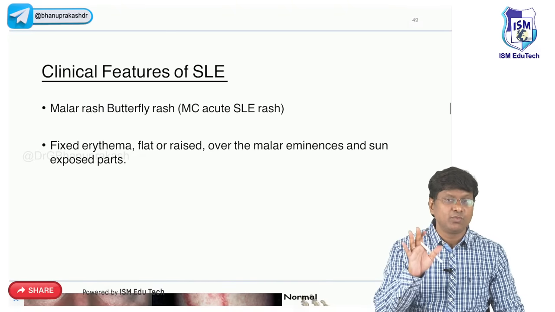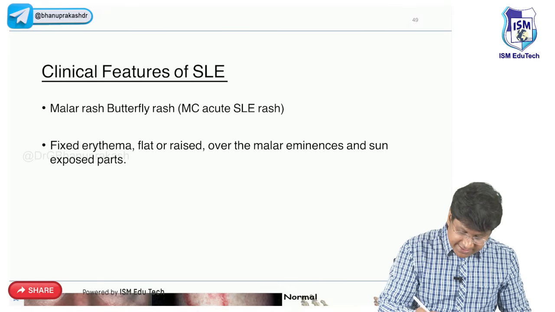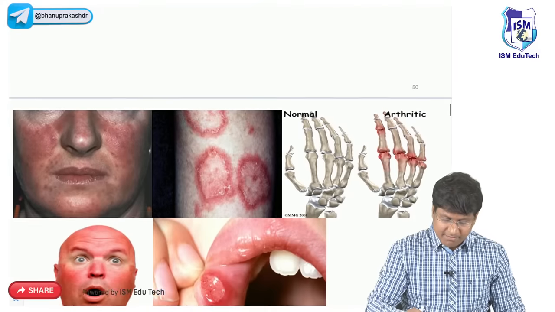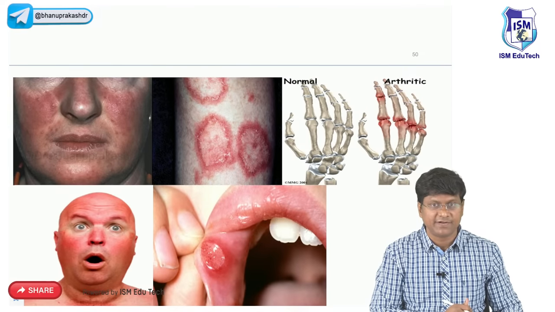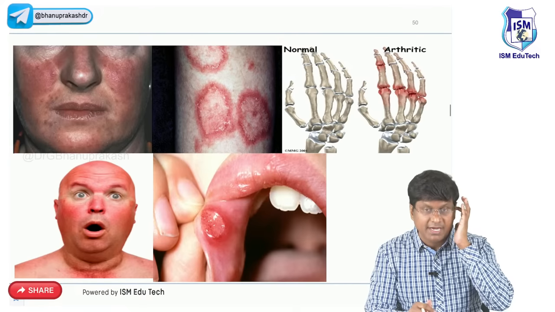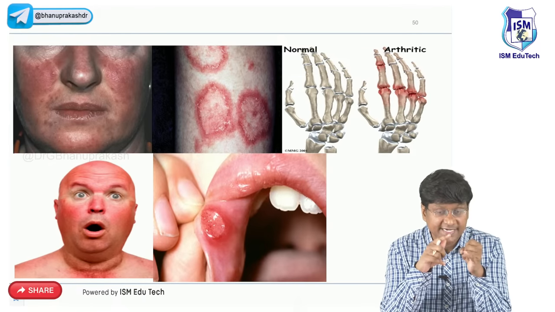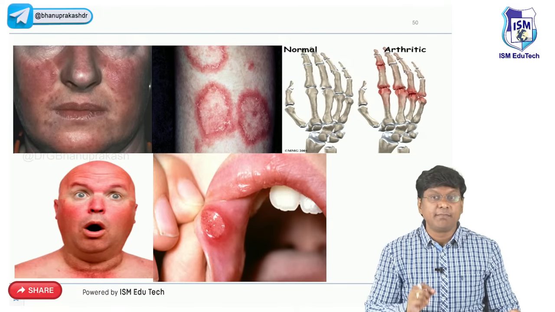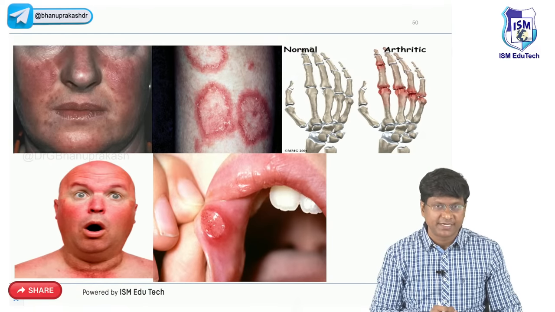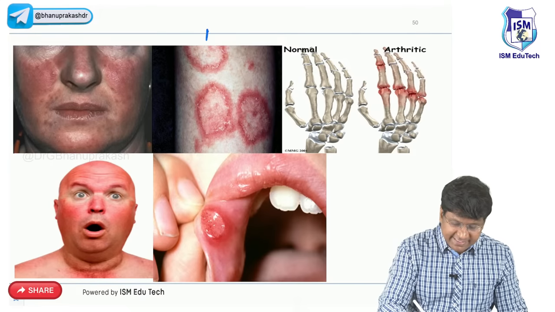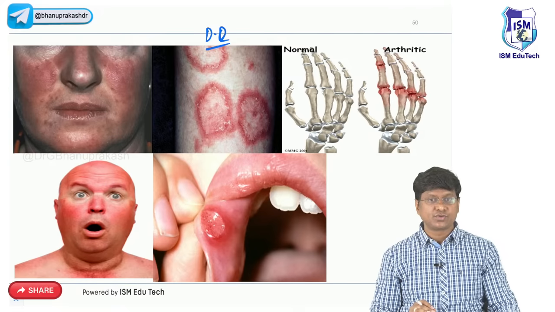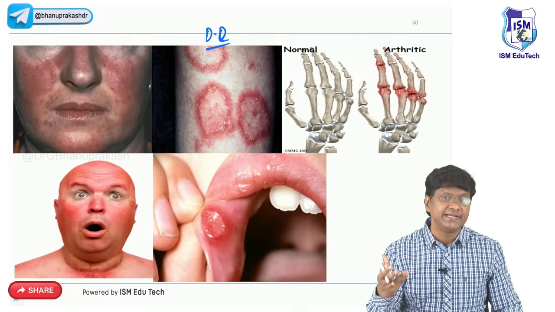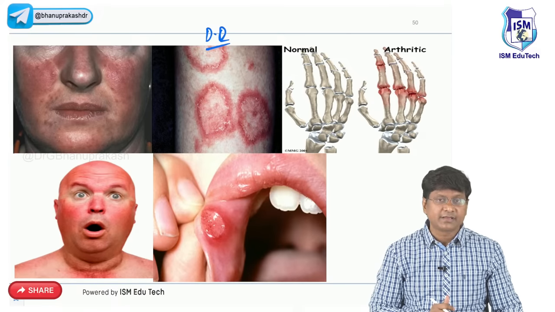In SLE, what is the characteristic acute SLE rash? The characteristic acute SLE rash will be the malar rash, which is also called the butterfly rash. And what will be the description of this malar rash? This malar rash is erythematous, fixed erythema, flat or raised, present over the malar eminences as well as the sun exposed part. Now, apart from this, you also have the discoid rash, right? Even your discoid rash is erythematous, a circular, raised patch with adherent keratotic scaling, right? So that will be the discoid rash.